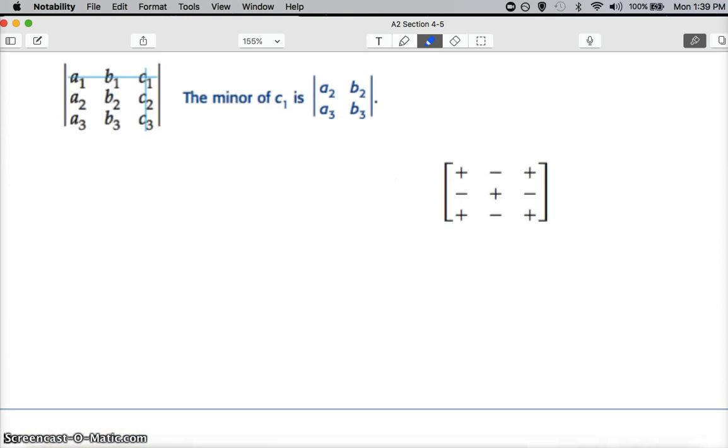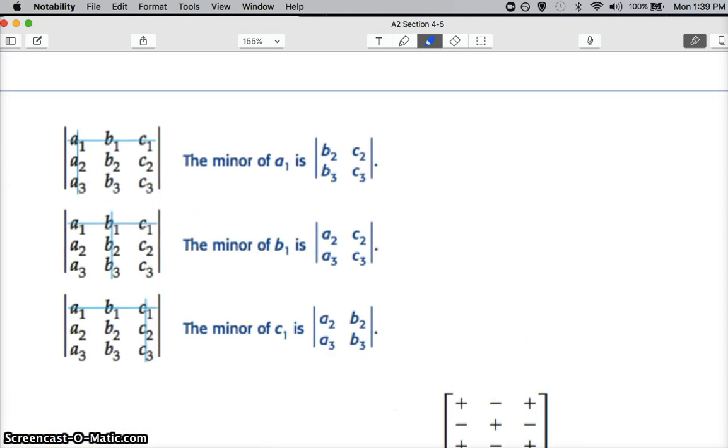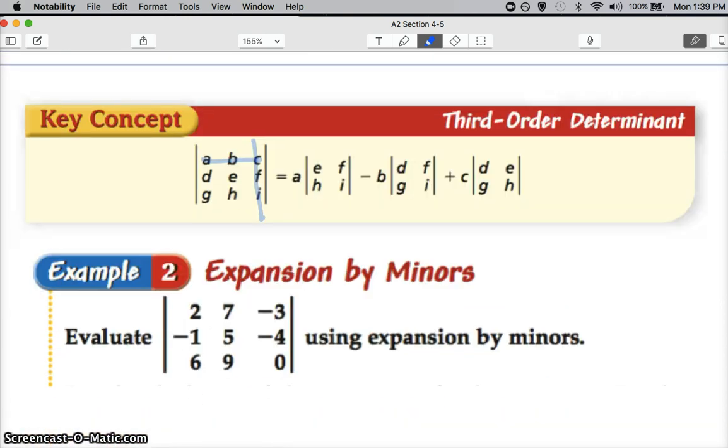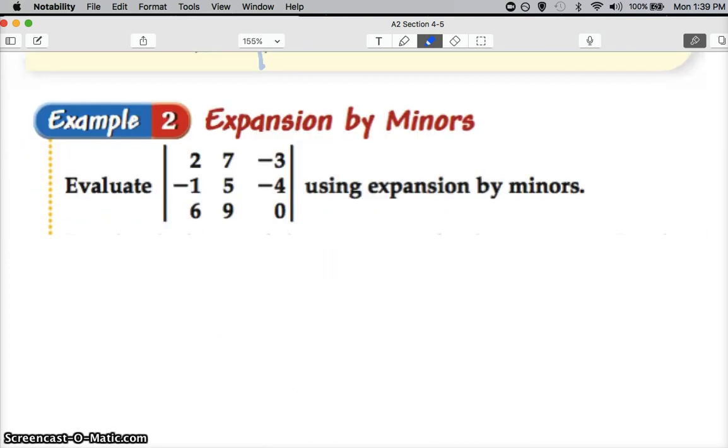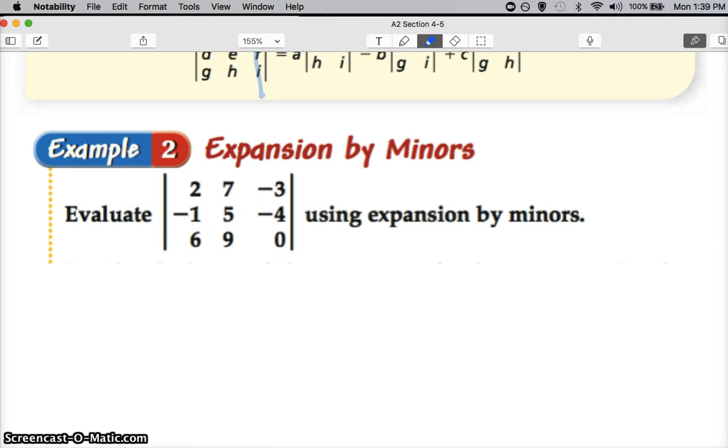The way we do it is we do plus, minus, plus. So A is positive, B we take the opposite or negative version of, and C we take as it is. So let's go ahead and handle that here. Our A value would be 2. And if we consider the minor associated with that, it would be 5, 9, negative 4, 0.